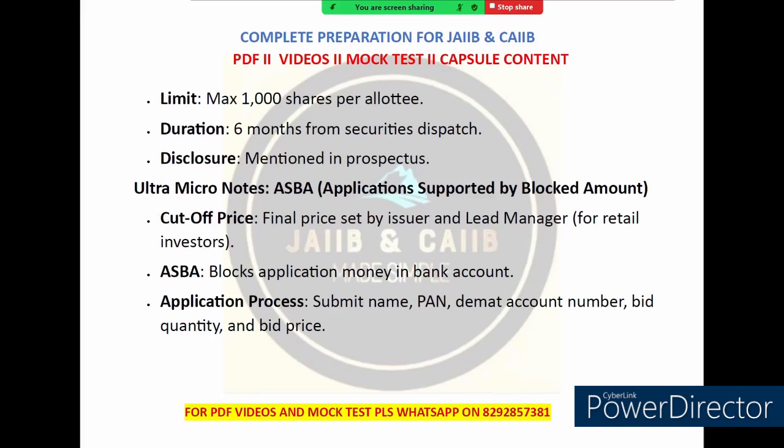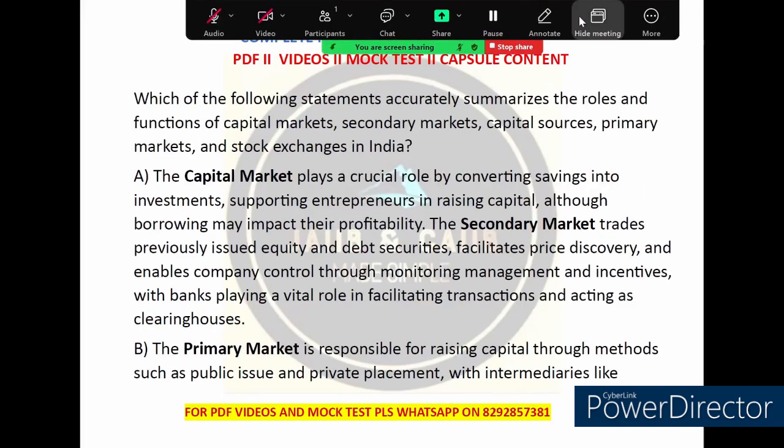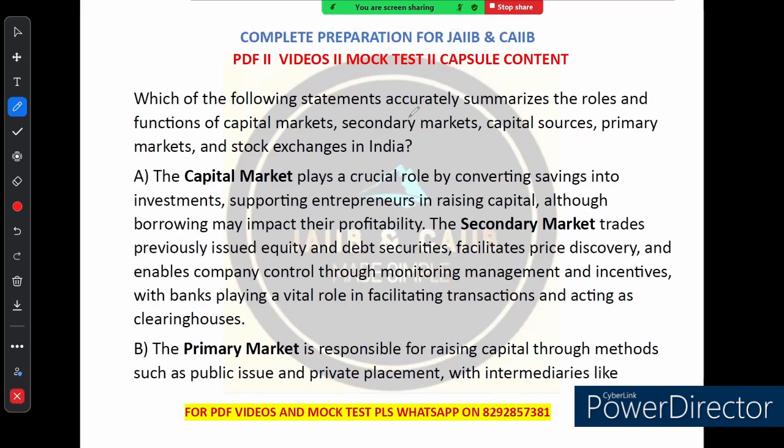Now let's do some MCQs to build our conceptual clarity. The question is, which of the following statements accurately summarizes the roles and functions of the capital market, secondary market, capital sources, primary market, and stock exchange in India? See, very good question it is. Let's go through the first option. The first option says that the capital market plays a crucial role by converting savings into investment.